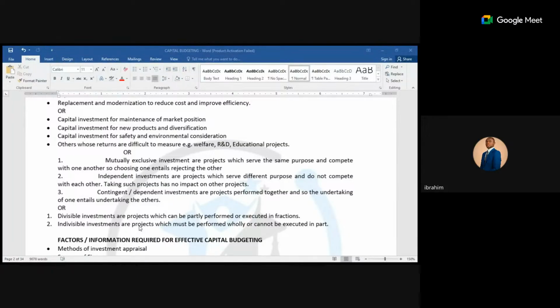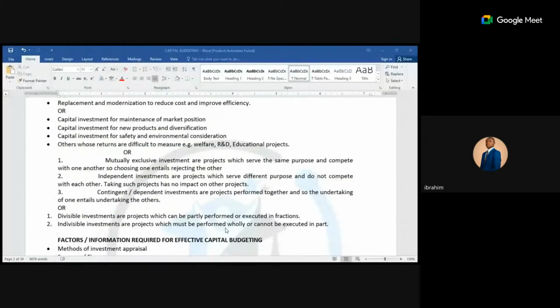Then we have what we call dependent projects. It is still part of the capital investment decision, whereby they will tell you that this project is very important. We must undertake this if you want to undertake this. So A may depend on B, or B may depend on what? A. And there's what we call divisible investment projects. What are divisible?